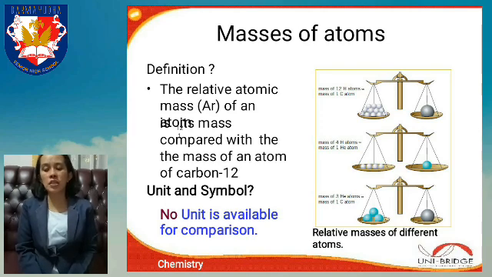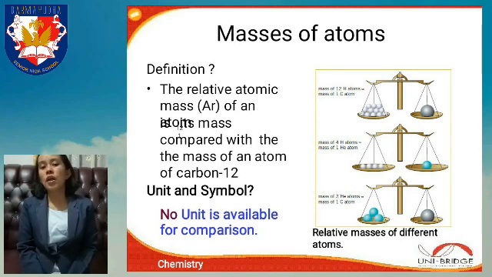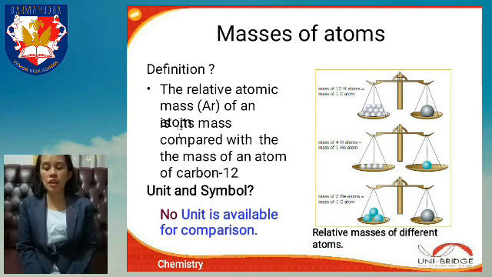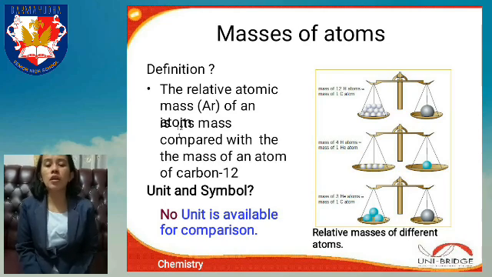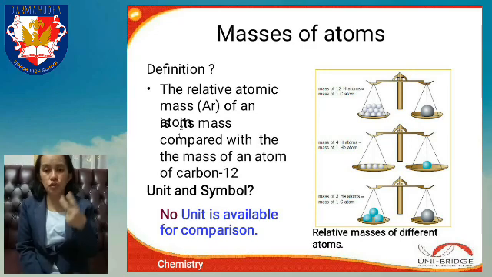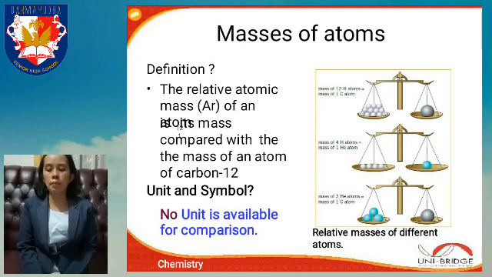Carbon-12 is used as the standard atom against which the masses of other atoms are compared. So, the relative atomic mass is the average mass of each atom compared to 1/12 of the mass of a carbon-12 atom. The relative atomic mass of elements is calculated from two things. The first one, the mass number of its isotopes, and the second one, the abundance of these isotopes.